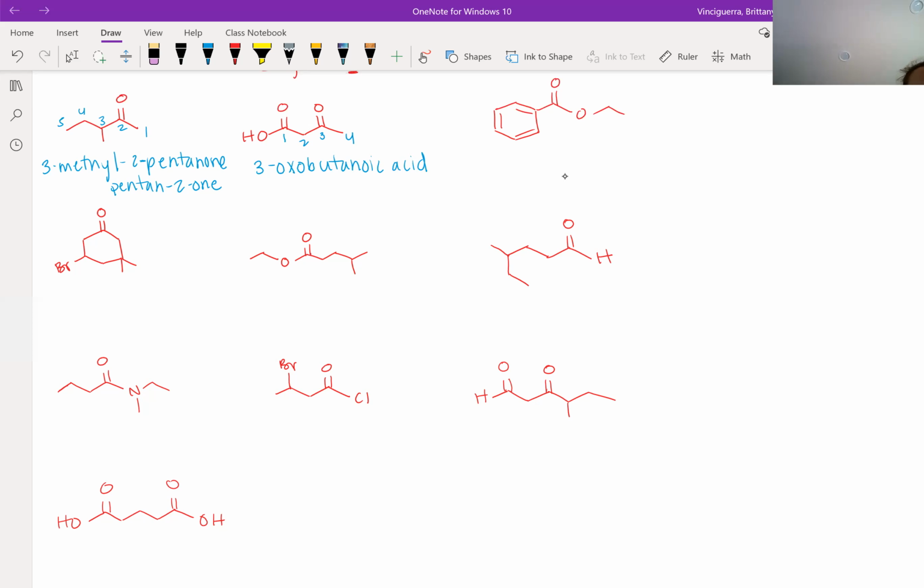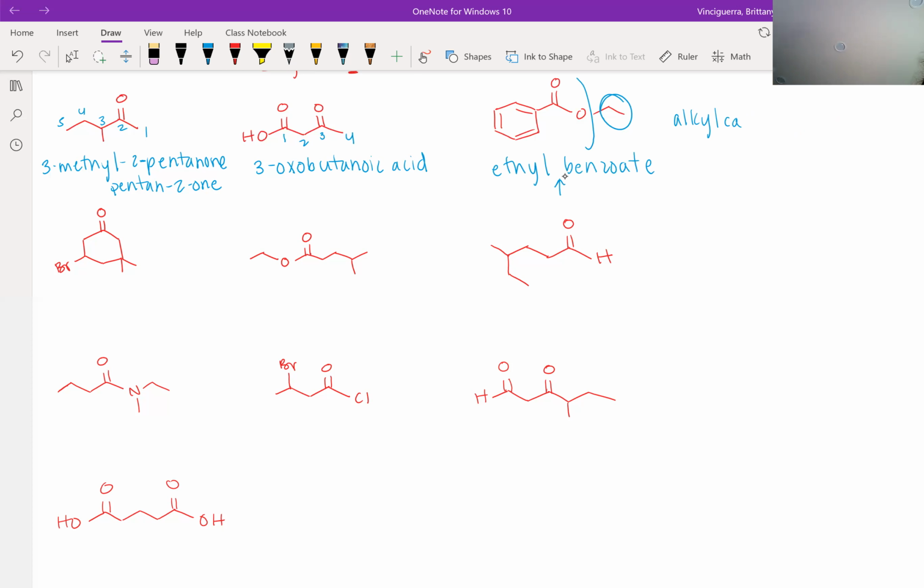Right. So when you're naming an ester, the format is always alkyl carboxylate. So you have the ethyl group, and then you have your carboxylate. So this is ethyl benzoate. And there is a space here. That wasn't clear here. Sorry, my pen's not working very well.